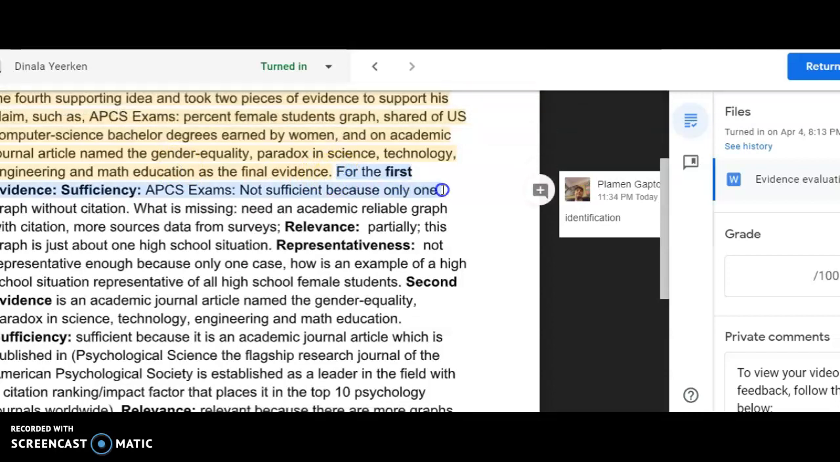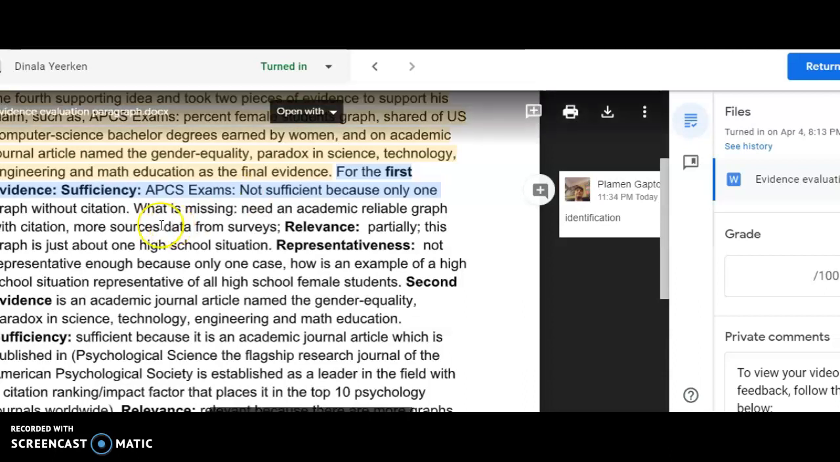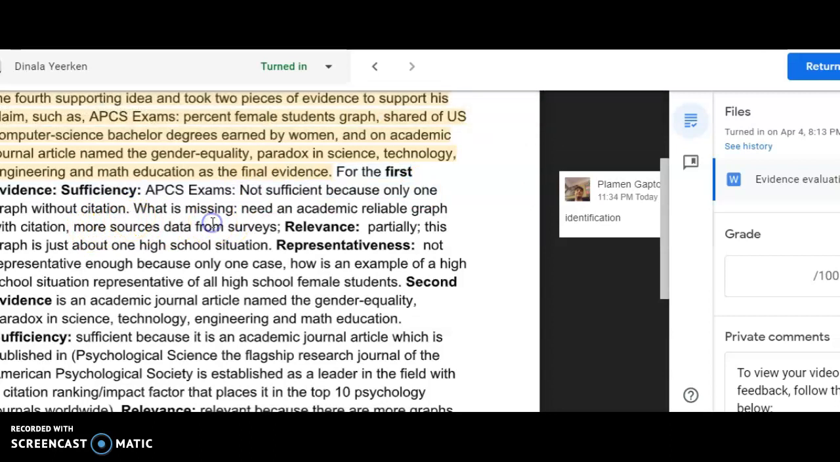So now let's see what the evidence paragraph is. First evidence. Okay. Sufficiency. Exams. Not sufficient because only one graph without citation. Okay, very good. What is missing? Needs an academic reliable graph with citation. Very good. I think it's a very good idea to talk about what is missing. If you find that it's not sufficient, you have to say the speaker could have included.